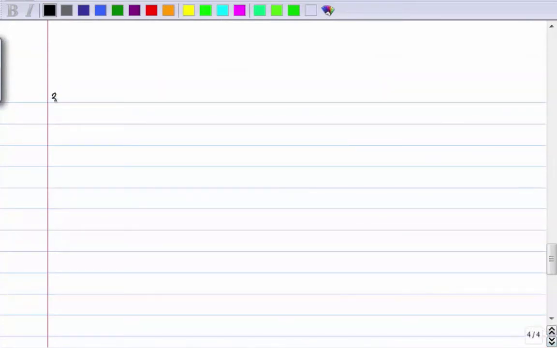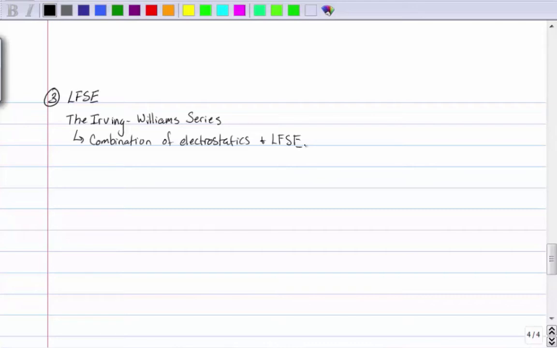And then the last thing that you really need to consider is the ligand field stabilization energy. And for this one, we're going to talk about the Irving-Williams series. And this is really just a series based on observation, but it comes about due to a combination of electrostatics and ligand field stabilization energy. So the series goes like this. Now I'm going to start at barium, and I'm going to go up. I'm only going to be talking about the 2+ metal ions here.